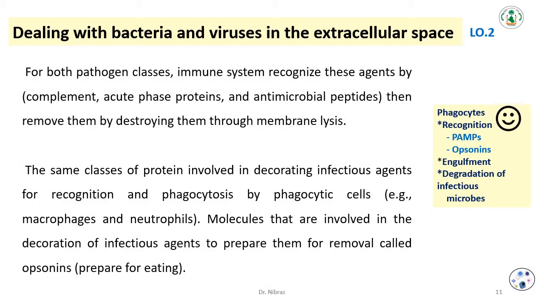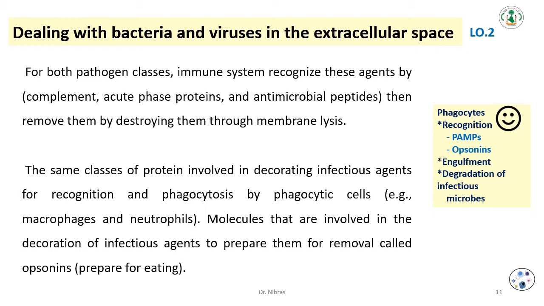Now, how does the immune system deal with bacteria and viruses in the extracellular space, that means outside the cells? For both pathogens, bacteria or virus, the immune system recognizes these agents by complement. Complement is approximately 30 circulating and membrane-expressed proteins that play a major role in defense against many infectious organisms as part of both innate and antibody-mediated adaptive immune responses, and through acute phase proteins and antimicrobial peptides, they remove them by destroying them through membrane lysis.